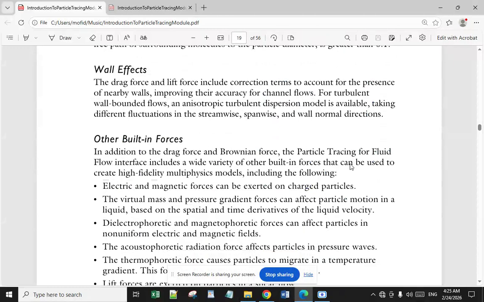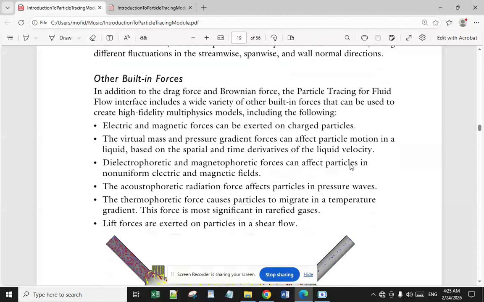Wall effects. The drag force and lift force include correction terms to account for the presence of nearby walls, improving their accuracy for channel flow. For turbulent wall-bounded flows, an anisotropic turbulent dispersion model is available, taking different fluctuations in the streamwise, spanwise, and wall-normal directions.